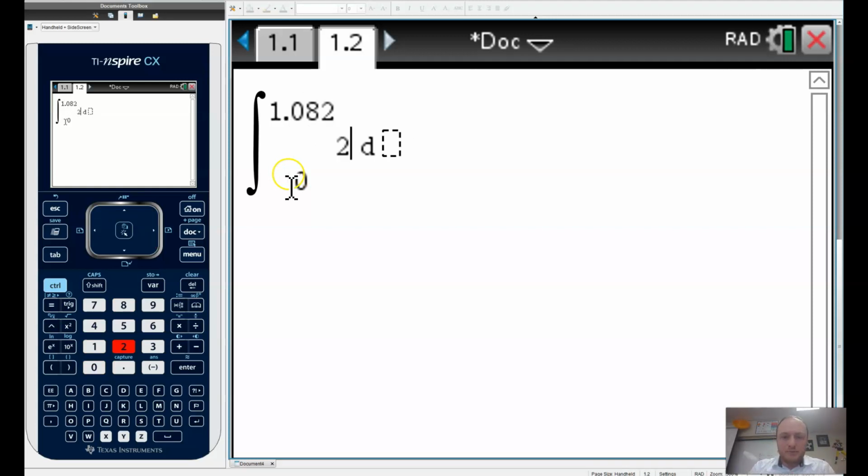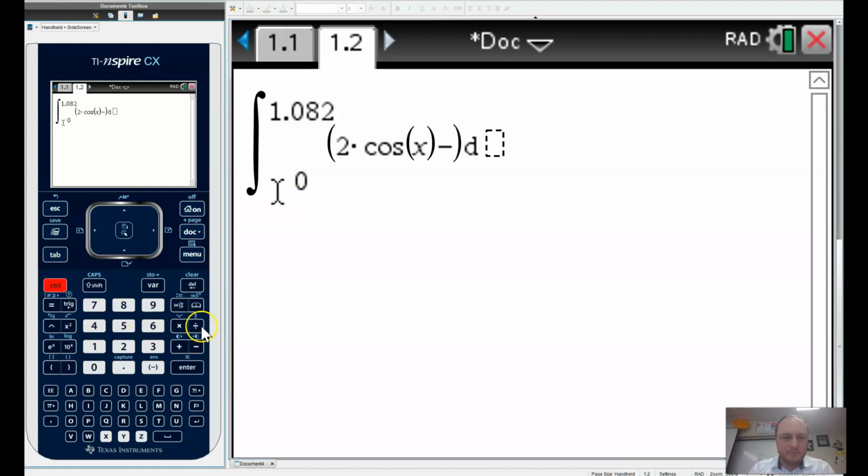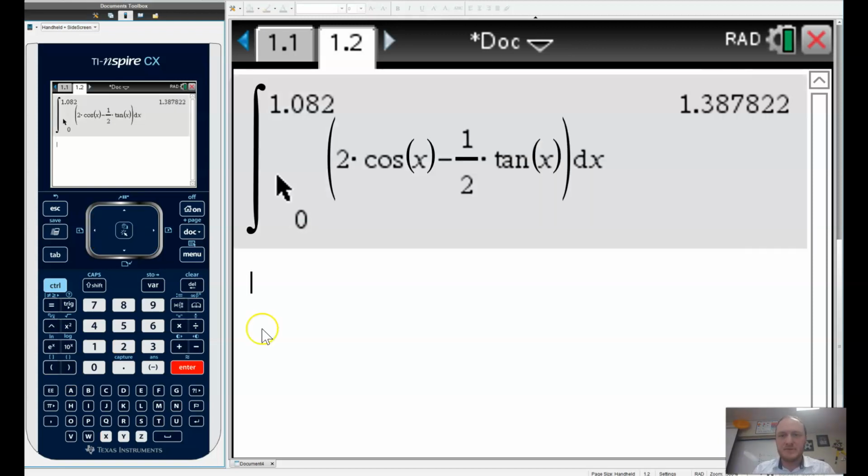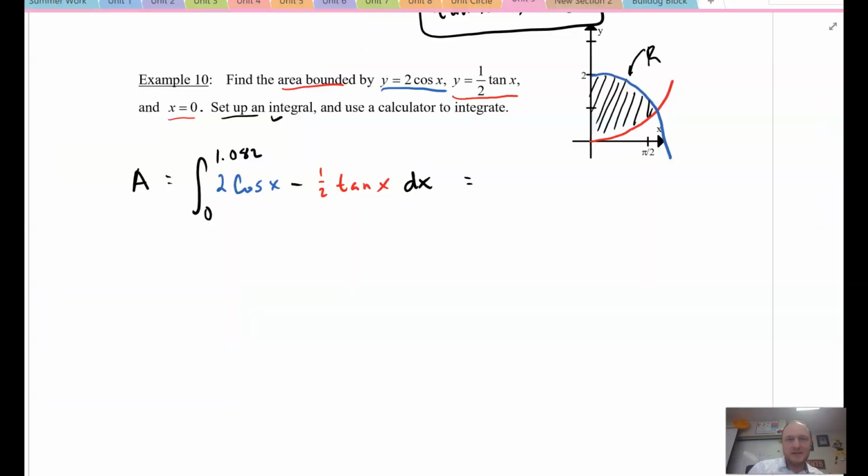So 2 times cosine of x minus 1/2 tangent x dx. And we get our value, approximately 1.388. And there you have it.